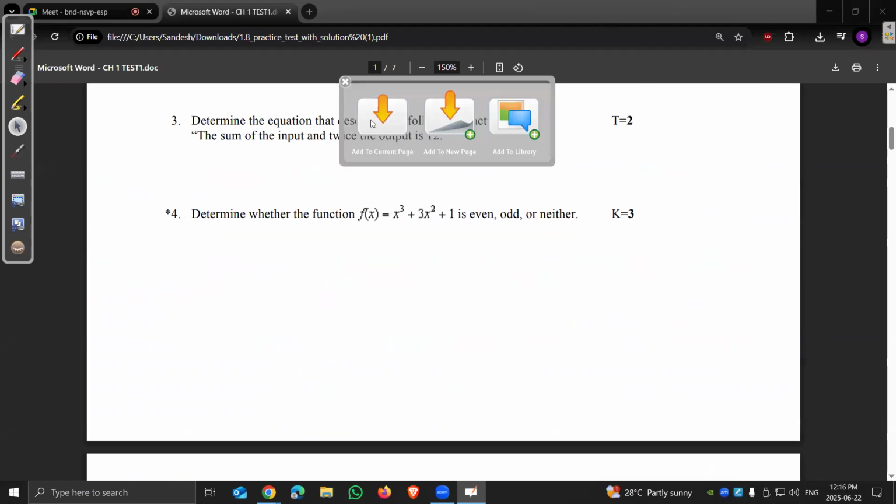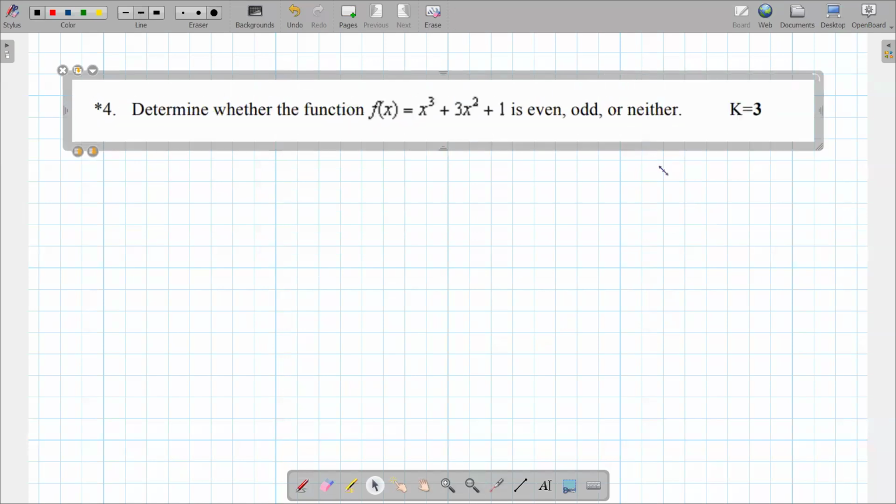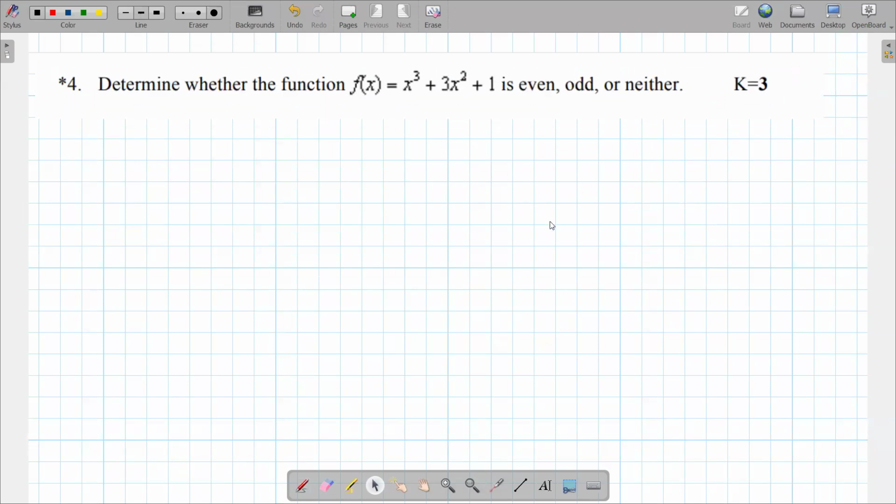The next one is important. Determine whether this function is even, odd, or neither. How do we distinguish whether or not a function is odd or even? Do you remember? What is an even function? No? Okay, let's do a quick recap of odd functions and even functions. I'll start with even. Even is easier to understand.